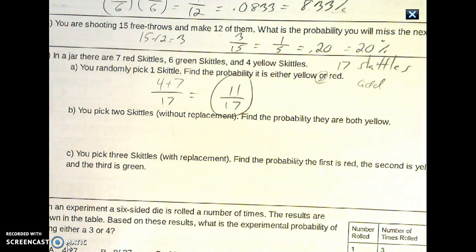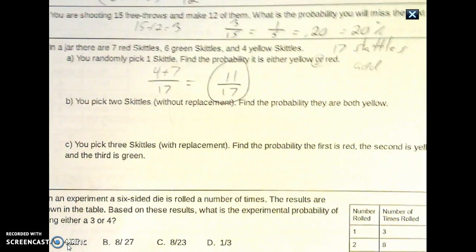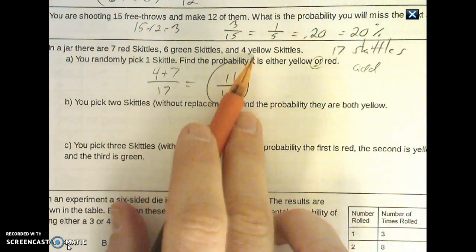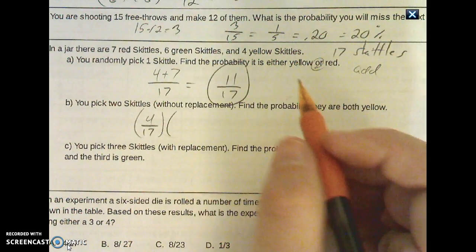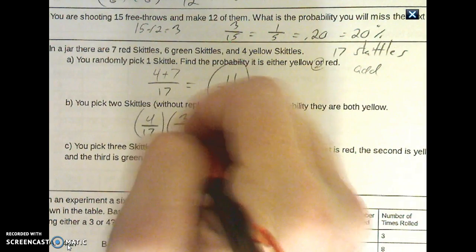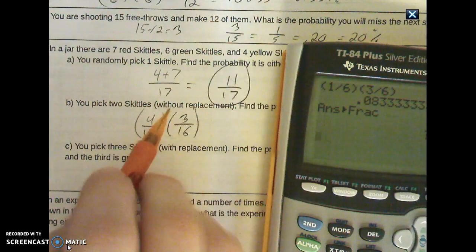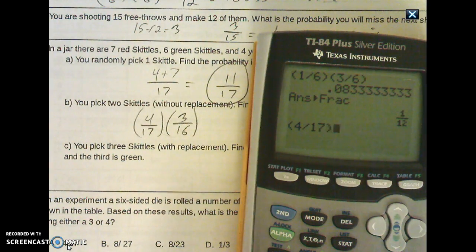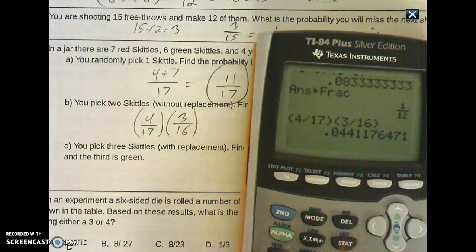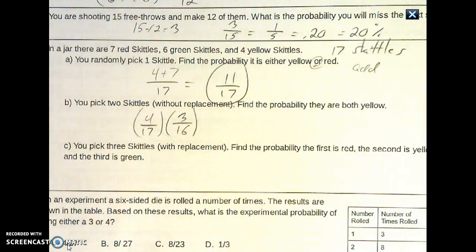You pick 2 Skittles without replacement, meaning you're not putting it back. Find the probability they are both yellow. Well, the first time you take one out, you have a 4 out of 17 chance. The next time you're 1 less, 3 out of 16. Okay? So that's without replacement. So parentheses, 4 out of 17, parentheses, 3 out of 16. Math, enter, enter. 3 out of 68.